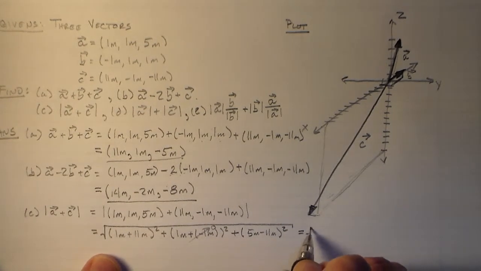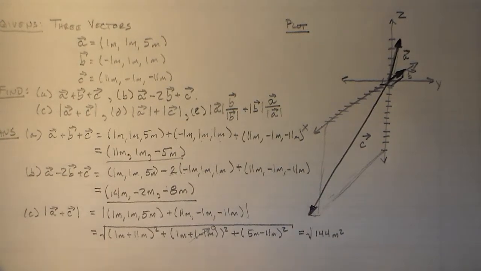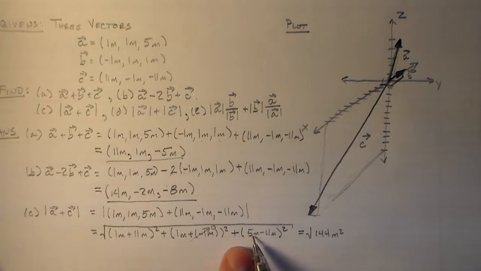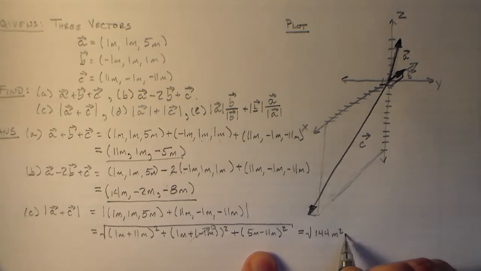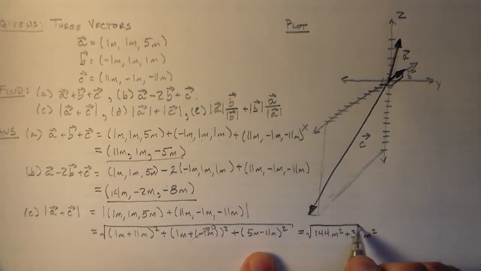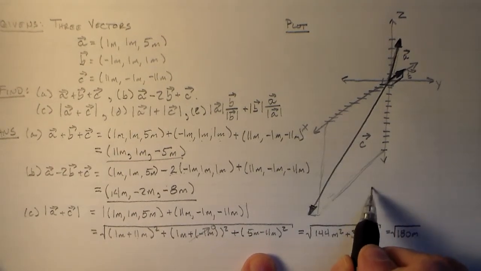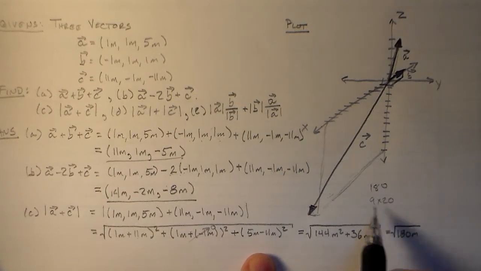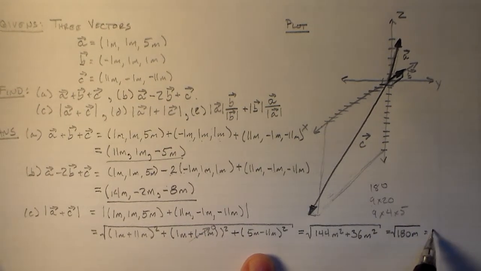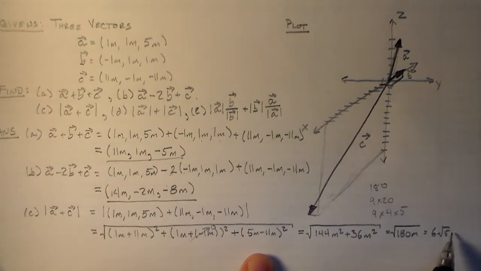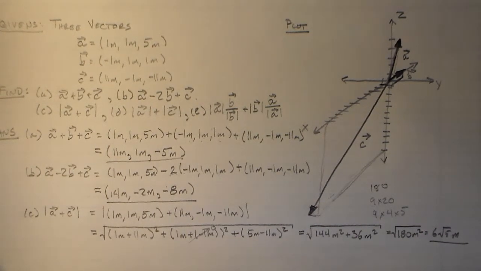All right, so that means we have the square root of 12 squared is 144 meters squared, right? And then we have 5 minus, that's minus 6, that's plus 36 meters squared. Okay, which ends up being the square root of 180 meters. And the square root of 180 meters, well, 180 is 9 times 20, 9 being a perfect square, and 20 is 4 times 5. So we have 3 times 2 times the square root of 5. So 3 times 2 in my book is 6, square root of 5. And we get their units, meters. Okay, that should be squared. Okay, so 6 square root of 5 meters. All right, that sounds pretty good to me.